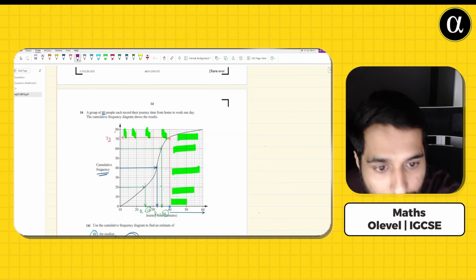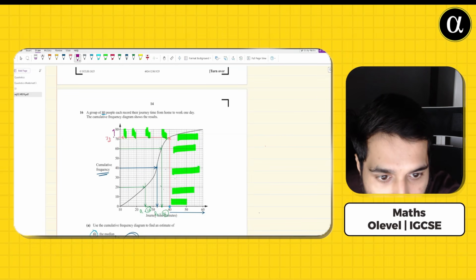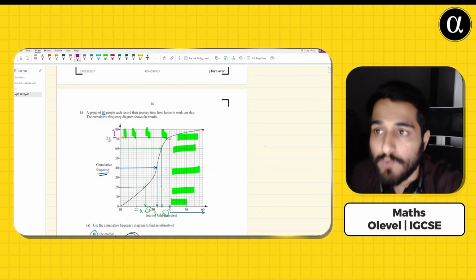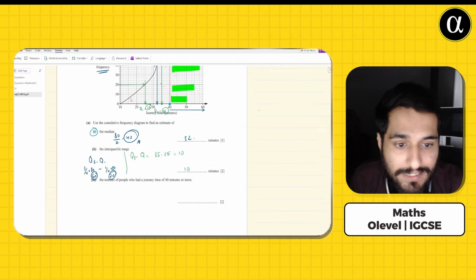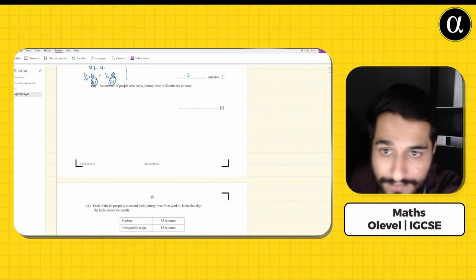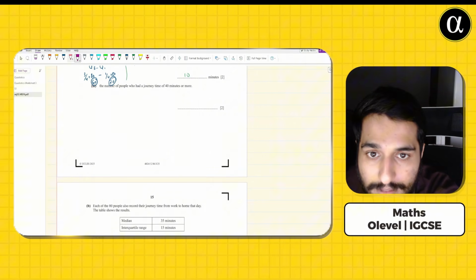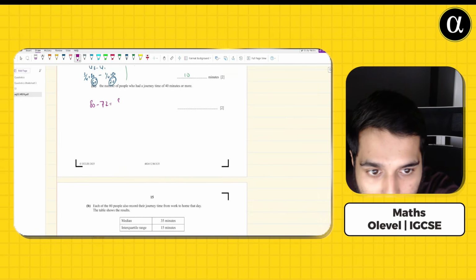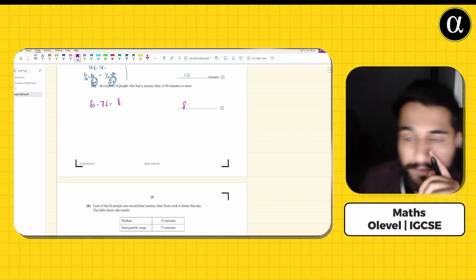So, we know that this value is supposed to be 80, and the maximum data that we had from the graph was 80. So for this question, instead of writing 72, we will be doing 80 minus 72, that is going to be equal to 8 people.